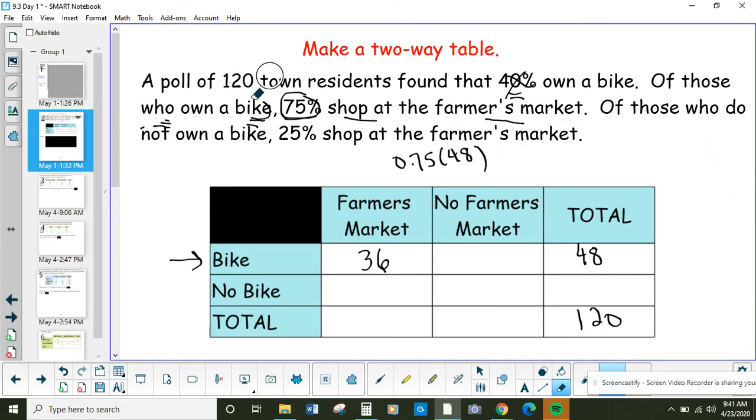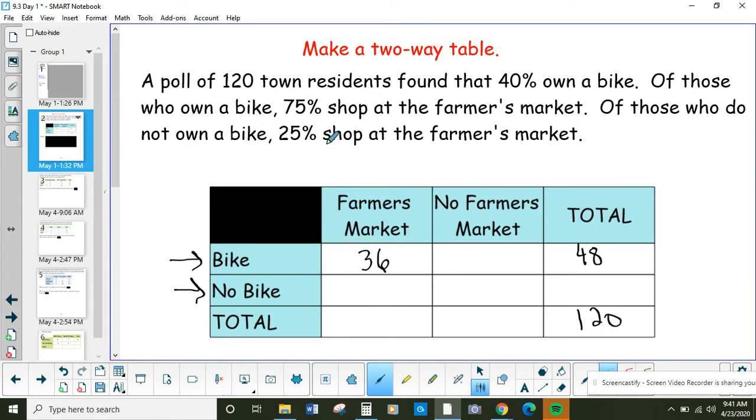All right, so it says what? So we did that part, and we keep going. Let me get rid of some of this mess here. So of those who do not own a bike. Okay, so right away I go and I find the part that says no bike.